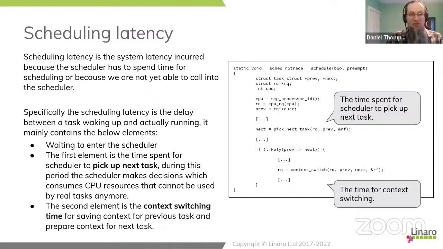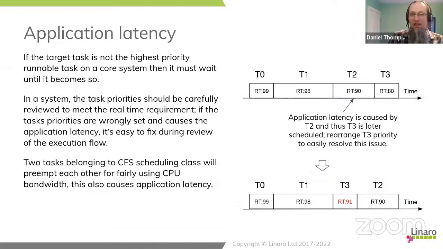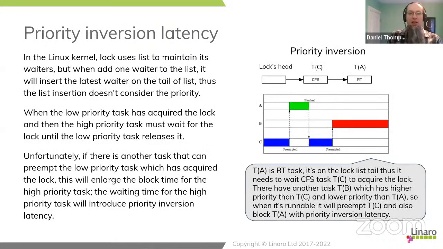Like I say, scheduling latency is based on a mix of when preemption is disabled and how long it takes to actually run the scheduling algorithm. And application latency is simply waiting for higher priority tasks to get out of our way. Priority inversion we've come across multiple times, and if you have that medium priority task that's blocking a low priority task from releasing a lock, then the high priority task that's waiting will experience additional latency.